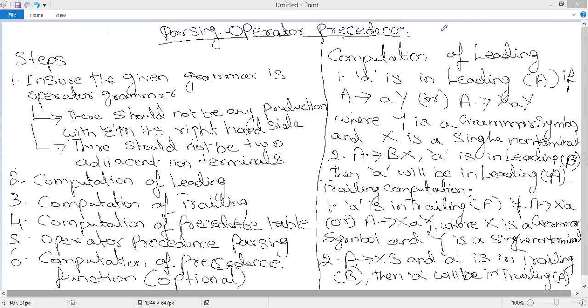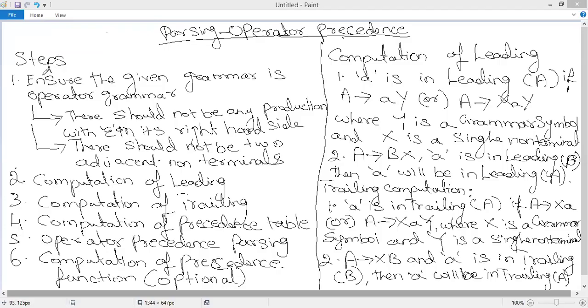Welcome back, friends. In this lecture, we are going to discuss operator precedence parsing. Operator precedence parsing comes under bottom-up parsing. These are the steps we have to follow in order to perform the operator precedence parsing.